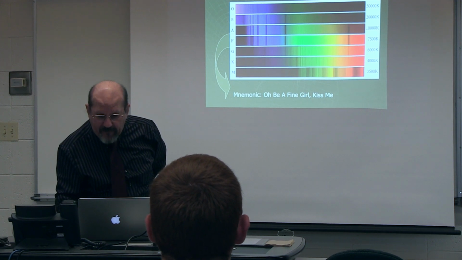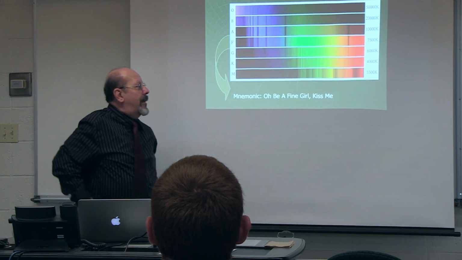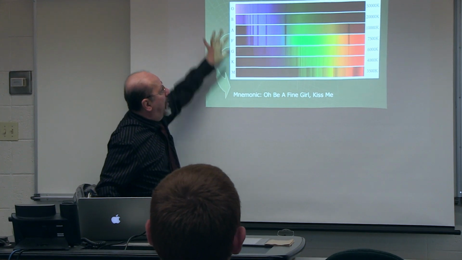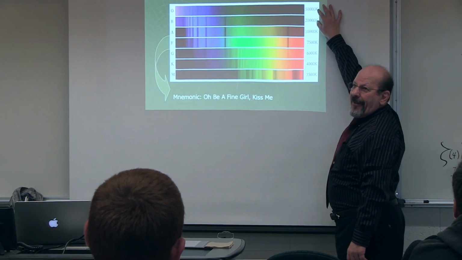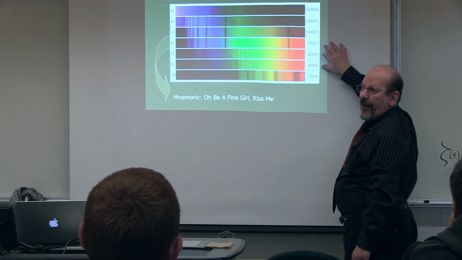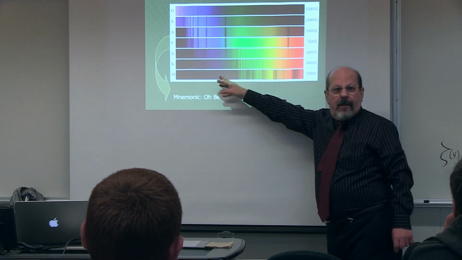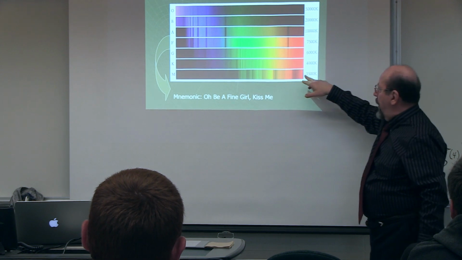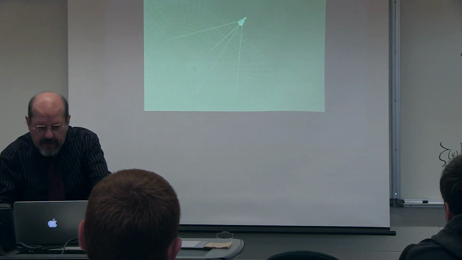"Oh, be a fine girl, kiss me" is the mnemonic sometimes used for the star classifications. As you notice, the hot stars, the O and B stars that I mentioned earlier, are in the tens of thousands of degrees as a black body, compared to our sun, which is down here, a G star, about 5,000 degrees. And then we get much cooler stars, cooler on the outside. Don't be mistaken: on the inside, it's an inferno. But they're down in the 3,000 or lower degree range.